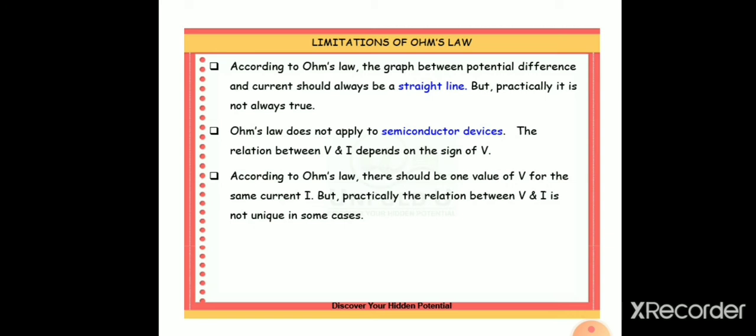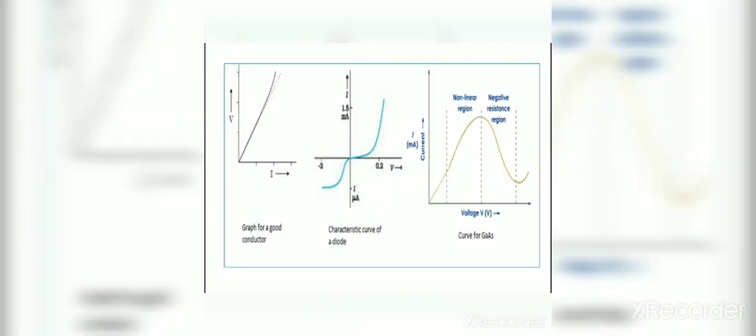Next, according to Ohm's law, there should be one value of V for the same current I. But practically, the relation between V and I is not unique in some cases. These graphs represent the limitations of Ohm's law.